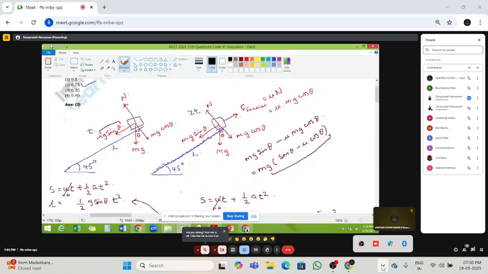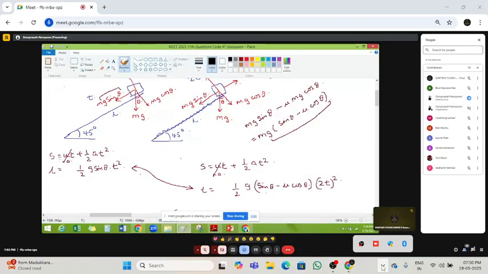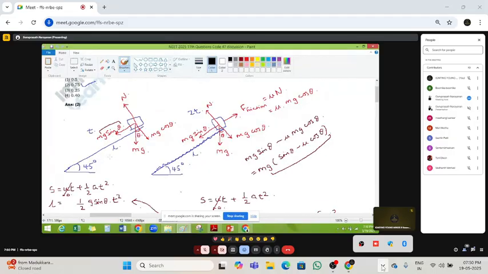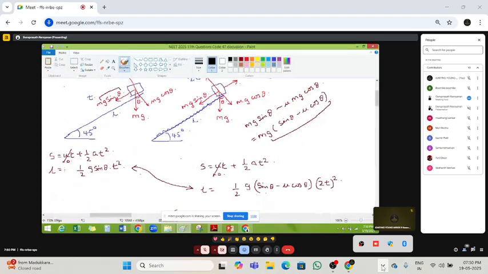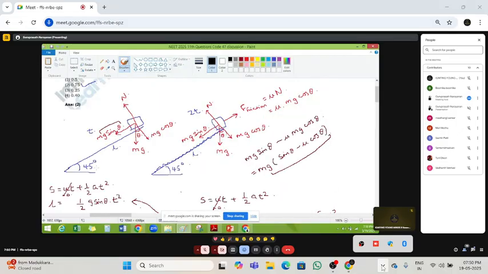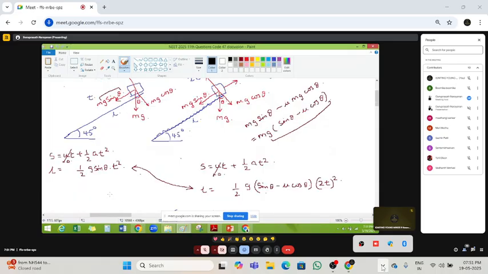Since the length is the same, I can use s = ut + half at squared. Initially it is sliding down, which means u is 0, so the initial velocity is 0. Length is L. Look at this: this is mg, this is mg cos theta, this is mg sin theta, and this is the normal reaction. Along the inclined plane, don't forget F = ma. This is the force, which means I have to remove the m to get the acceleration. So that means it's g sin theta into t squared. Are you okay with this first part? Yes, sir.